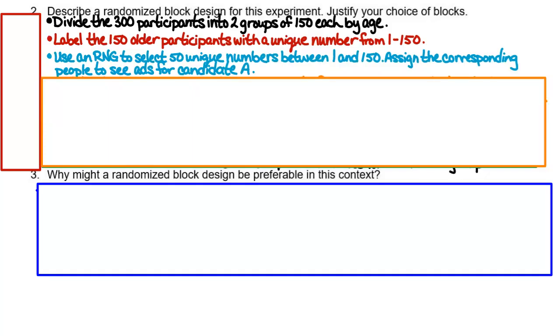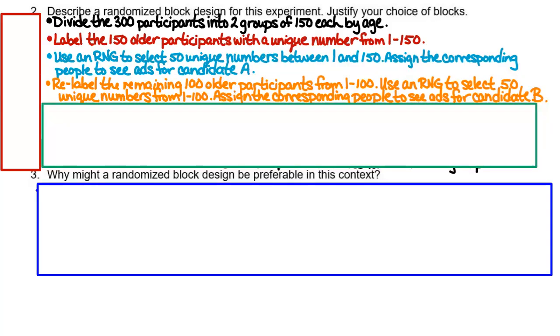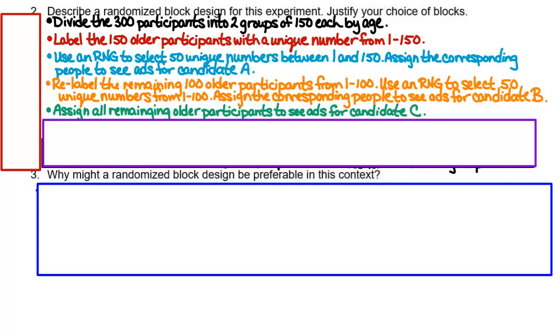Why would I only select 50 numbers? Because I have 3 different advertisements. So I need 50, 50, and 50. Assign the corresponding people to see ads for candidate A. Relabel the remaining 100 older participants from 1 to 100. Use an RNG to select 50 unique numbers from 1 to 100. Assign those corresponding people to see ads for candidate B. Assign all the remaining older participants to see ads for candidate C.